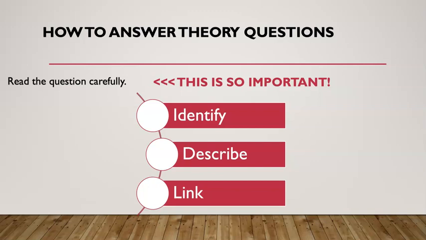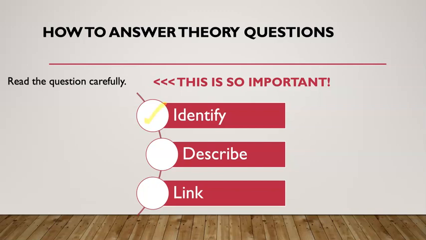Identify what they're asking you to do. What is the business that we need to talk about? And what specifically has happened? Then, to answer a question well and get full marks, you're going to tick off 3 elements. And we call this the identify, describe, link method.